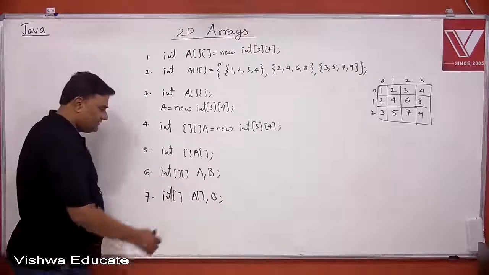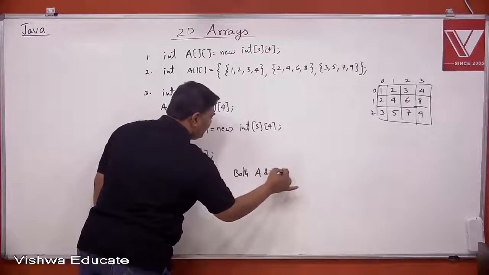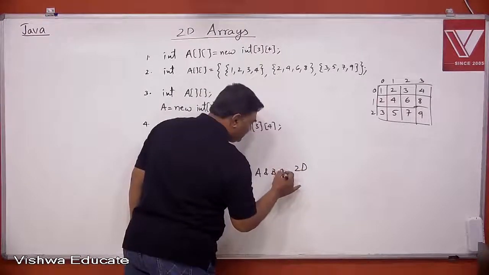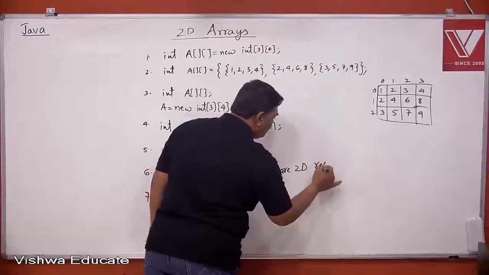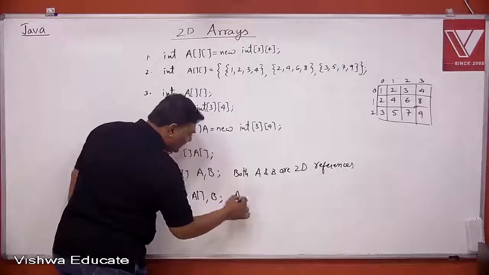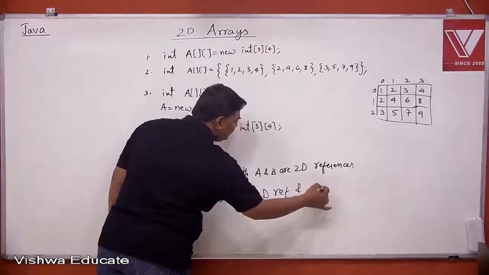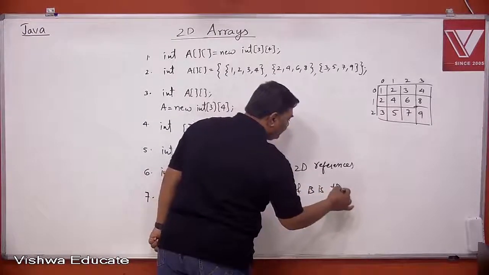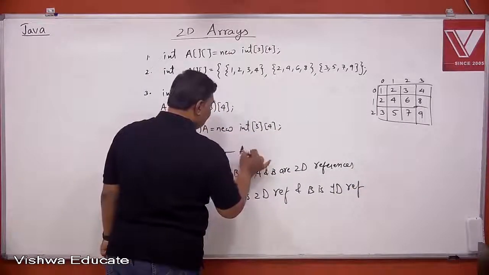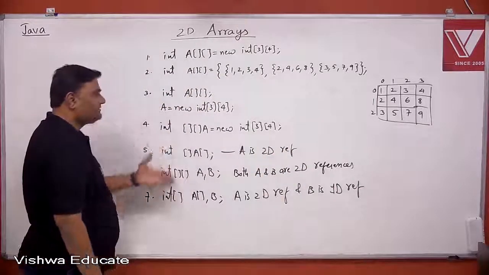So take this one: both a and b are 2D references. And here, a is a 2D reference and b is a 1D reference. That's it.